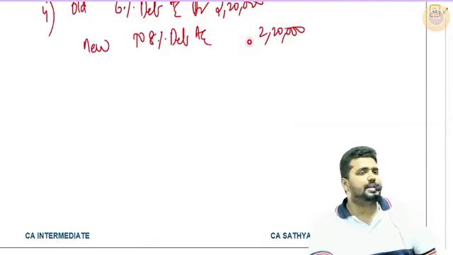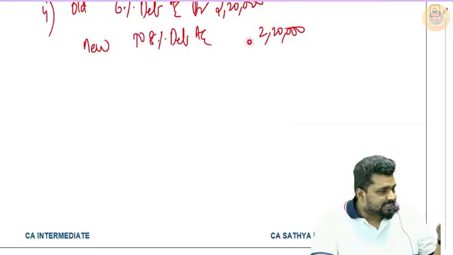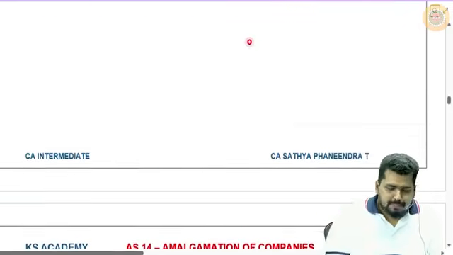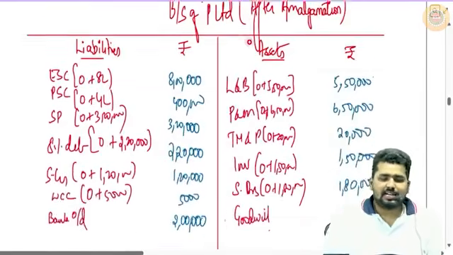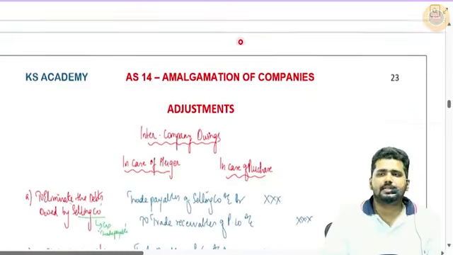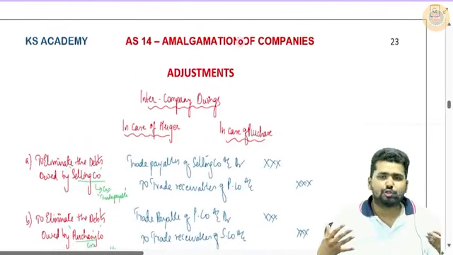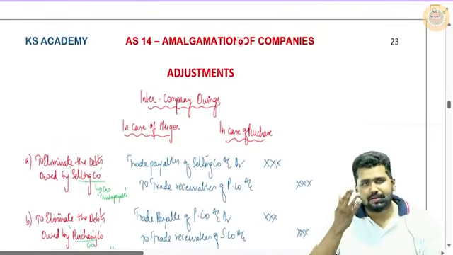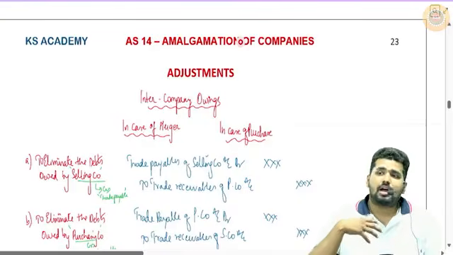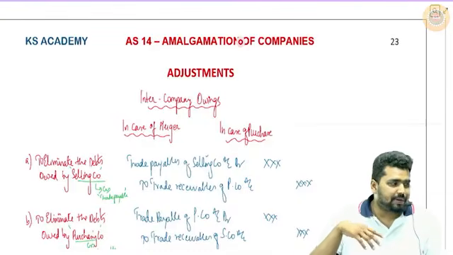Correct? Now let me teach you what adjustments. Ready? Adjustments? Okay. Point number 1. What are all the adjustments we are having, sir? See what happens. We will have mutual company owings. I would have sold to him, he would have purchased from me, or I would have purchased from him, he would have sold to me.